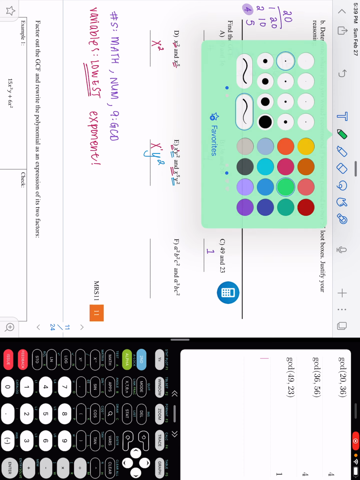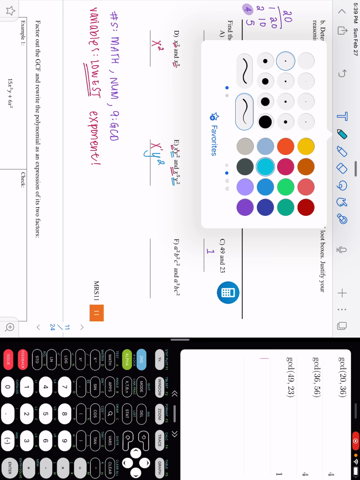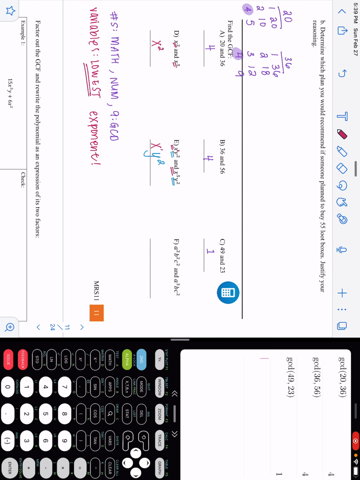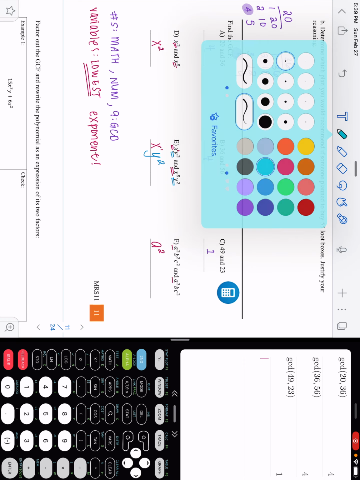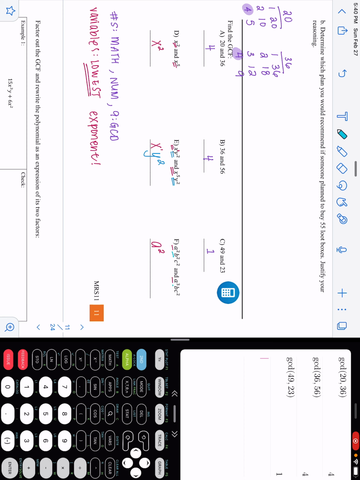Go ahead and try f before we go over that together, and pause the video if you need to. All right. So I have a squared and a cubed. The lowest exponent there is a squared. And then we have b squared and b, the lowest exponent there would just be b. And then we have c squared and c squared, so that would be c squared. Okay?